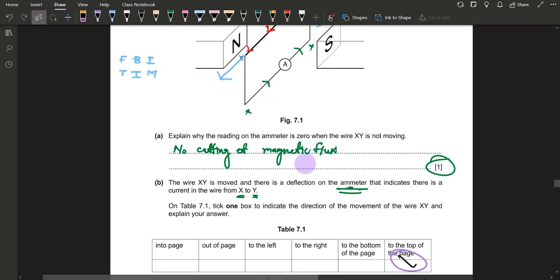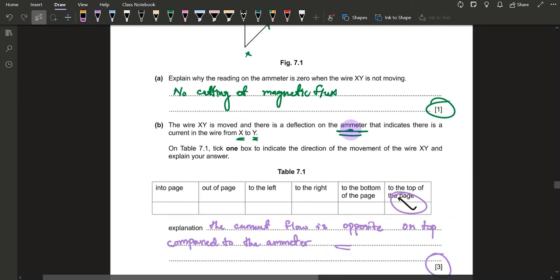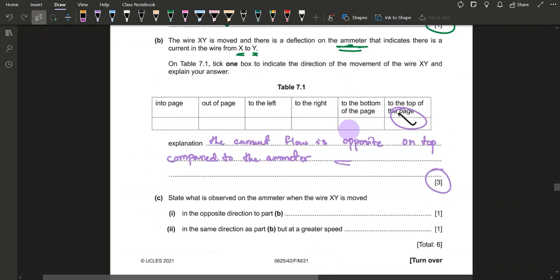What will happen is, when you change the direction of this, the force changes downwards. You can use your Fleming's left hand rule again, and you can find out that. So what happens here is when you change the direction of the wire XY, the current is in the opposite direction. And the force is going to go to the bottom of the page.